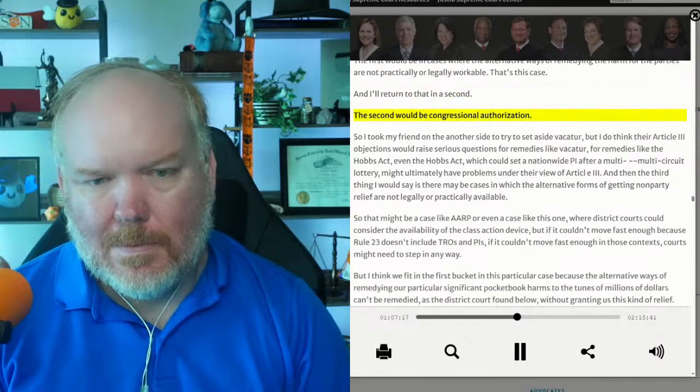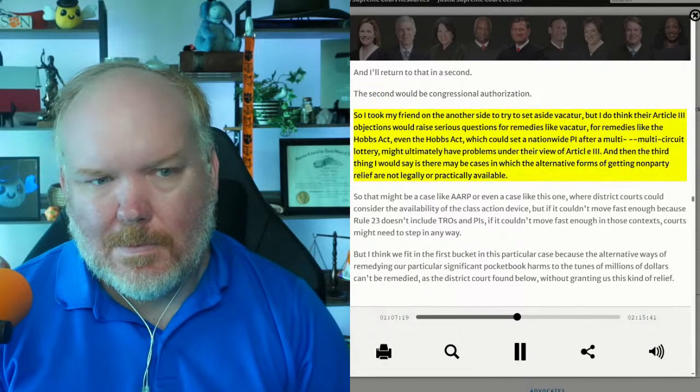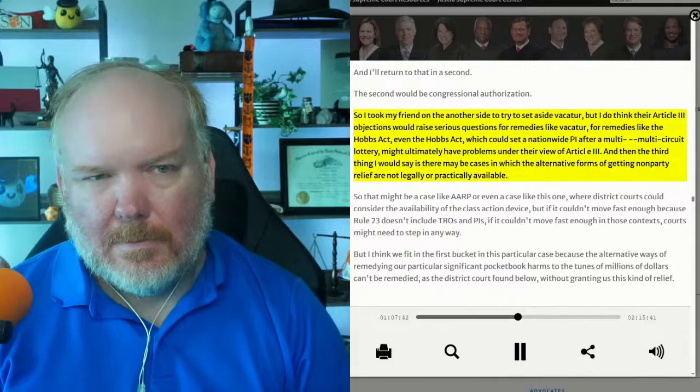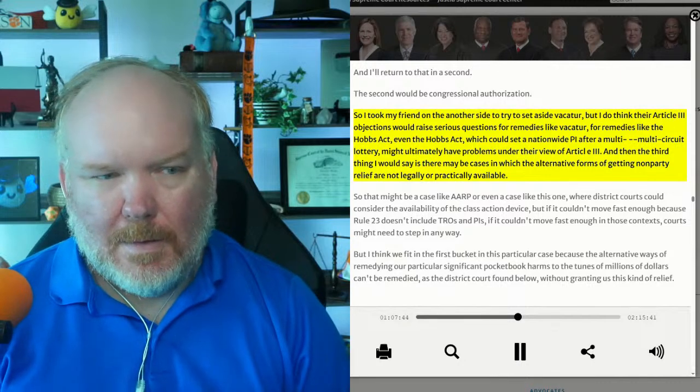The second would be congressional authorization. So I took my friend on the other side to try to set aside vacatur, but I do think their Article 3 objections would raise serious questions for remedies like vacatur, for remedies like the Hobbs Act, even the Hobbs Act, which could set a nationwide PI after a multi-circuit lottery, might ultimately have problems under their view of Article 3. And then the third thing I would say is there may be cases in which the alternative forms of getting non-party relief are not legally or practically available.